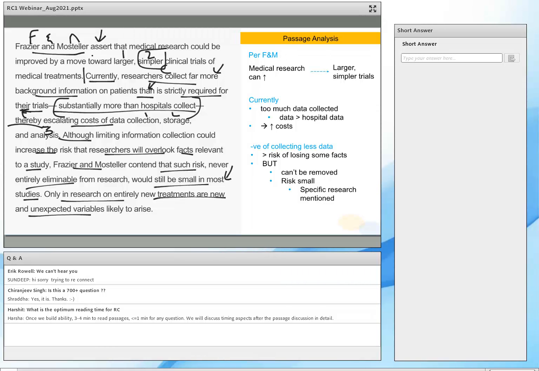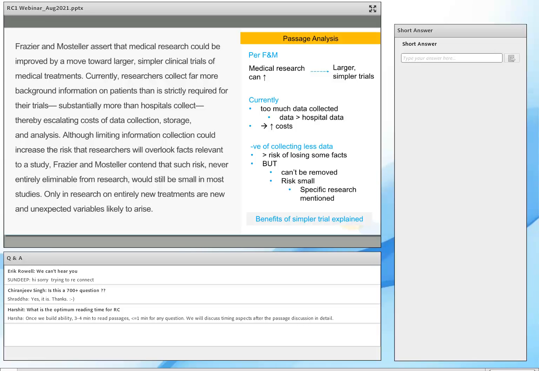And I hope that all of you were able to relate this particular paragraph to this point, because this RC is all about understanding or decoding these interconnections, these relationships among different information presented in the passage. And that is what we need to keep our focus on all the time when we are reading the passage. Moving on, here is the passage analysis.